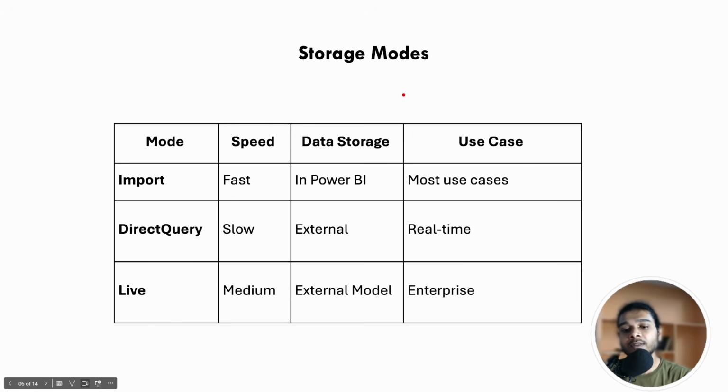Whereas on the other hand, when we choose direct query, Power BI doesn't get the data from the data source. The data still stays there. I mean, even in the import mode, the data stays there, but it just gets a copy of the data into Power BI and saves it. But in direct query, it doesn't store the data locally at all. It is still in the data source only, but it is connected to the data source.